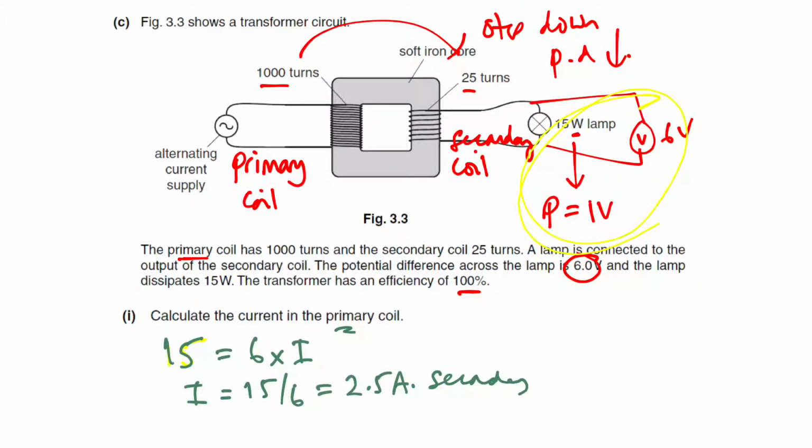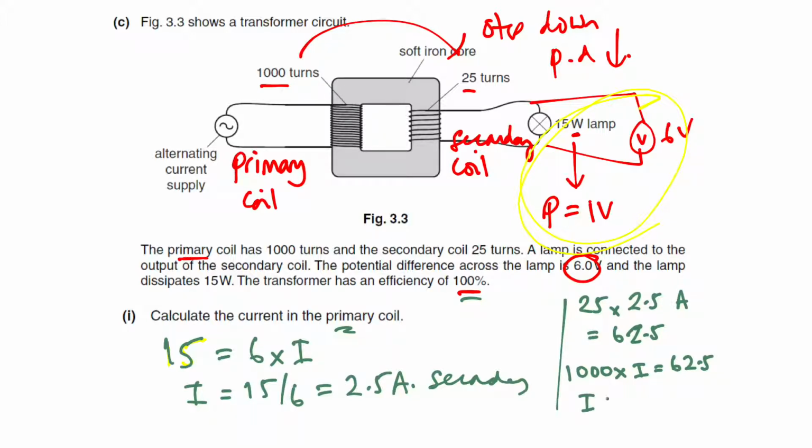Now with some logic, we know on the right-hand side, the secondary coil, there are 25 turns and there are 2.5 amps. If you multiply those two together, that gives you 62.5 as a ratio. Then because it's 100% efficient, we know that on the left-hand side, that's equal to 1,000 multiplied by the current. And then it's a case of rearranging for the current, 62.5 over 1,000.